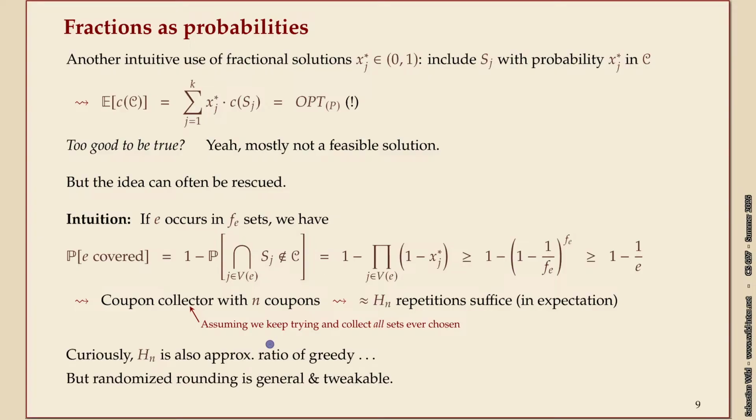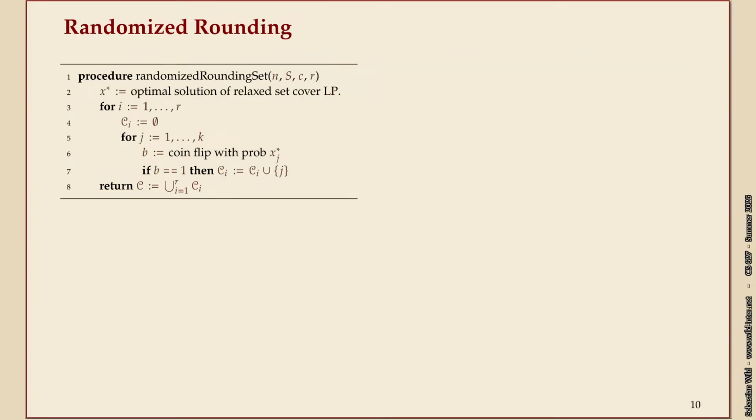And it's curious that this same harmonic number pops up. That term, if you remember, was the approximation ratio of the greedy set cover algorithm. The reason to look at it again is that the methodology here is more general than set cover. So how can we make this work? In particular, we're using this randomized rounding from before and repeat it many times.